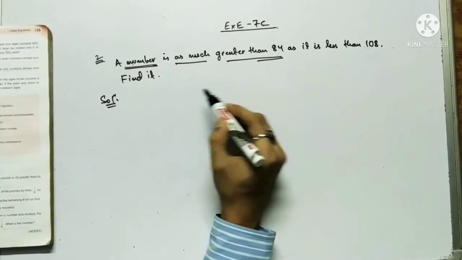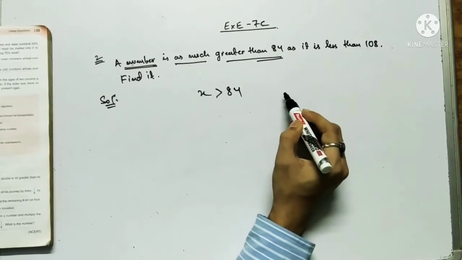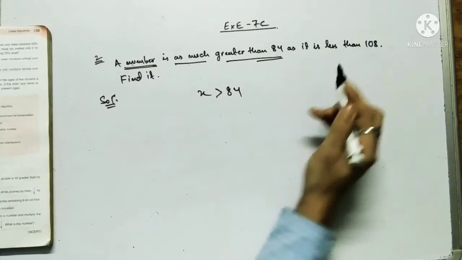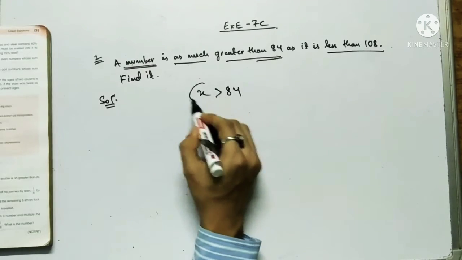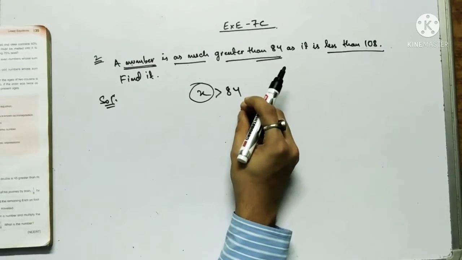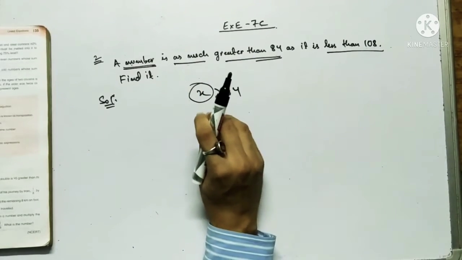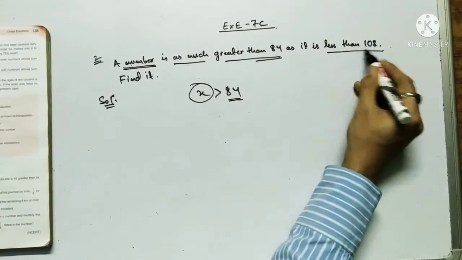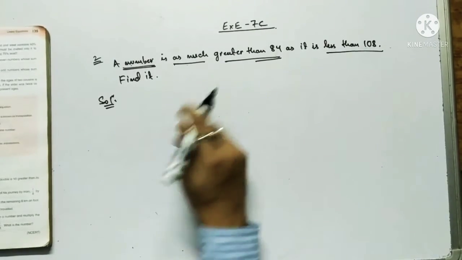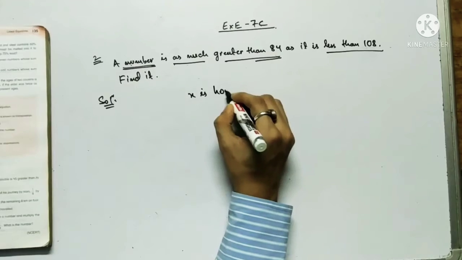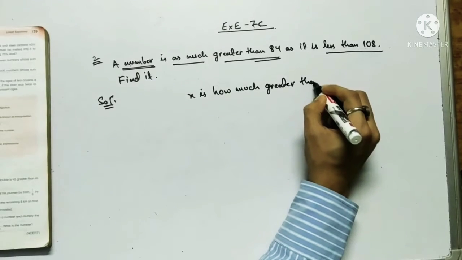This number, let's say the number is x, okay, this number is greater than 84. How much is it greater than 84? As it is less than 108. Understand how much it is greater, this value, how much it is greater than 84? Okay, this number, how much it is greater than 84 as it is less than 108. Okay, so how much greater is x than 84.